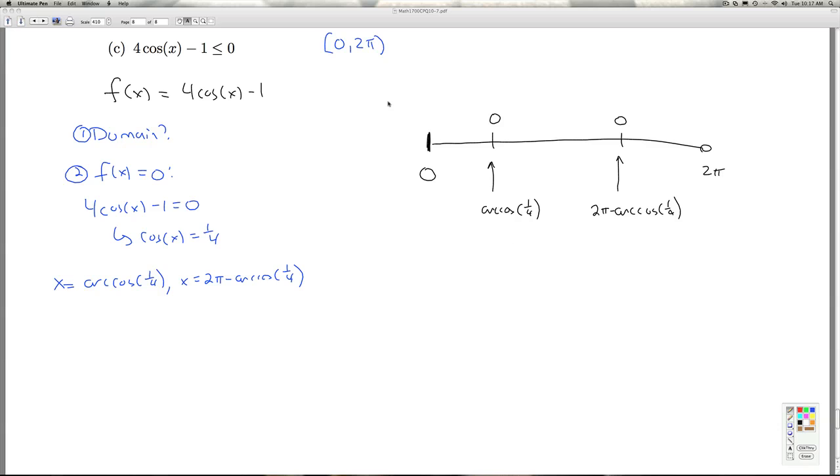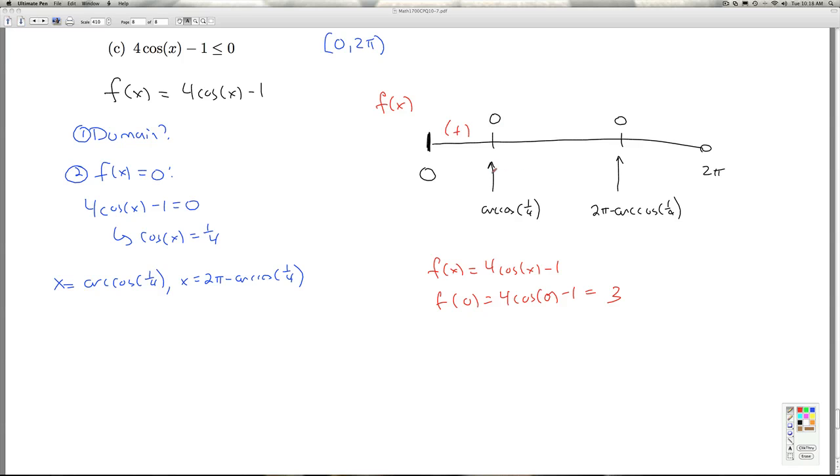So I want to make a sign diagram for the f of x. I want to pick values in here, or otherwise talk about the signs. Once again, in this interval, I can go ahead and pick 0. The f of x is 4 cosine x minus 1. If I plug in 0, I get 4 cosine 0 minus 1, which is going to be a positive 3. So that's a positive in there.